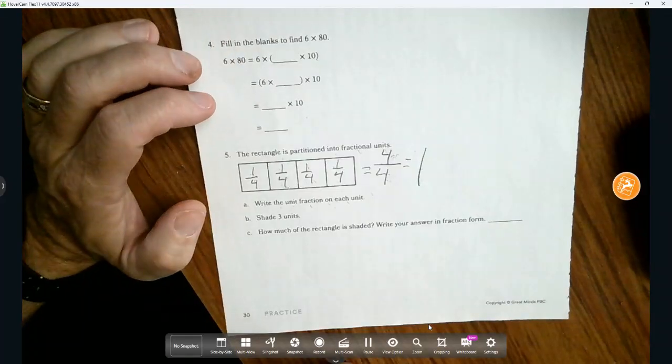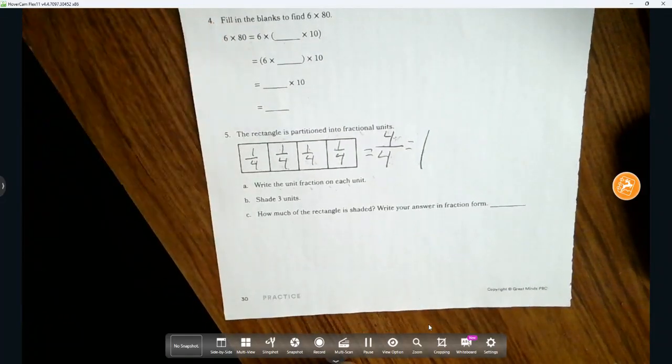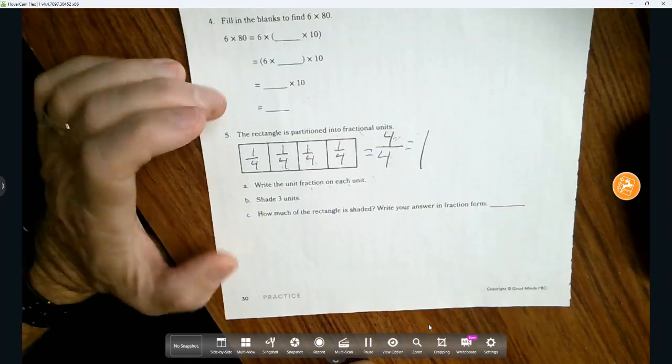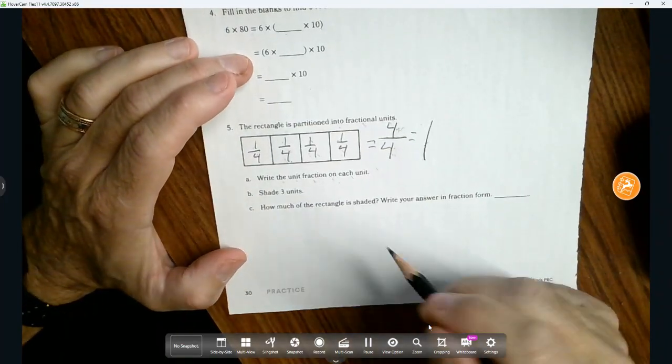Remember, you'll hear me talk about Hershey bars and breaking them up because, I mean, Hershey bars are fun. Why wouldn't we talk about Hershey bars? They're fun. They taste good. All right. Anyways.